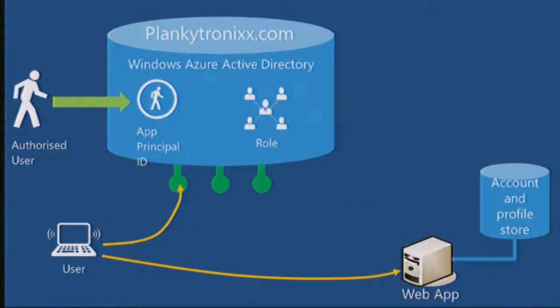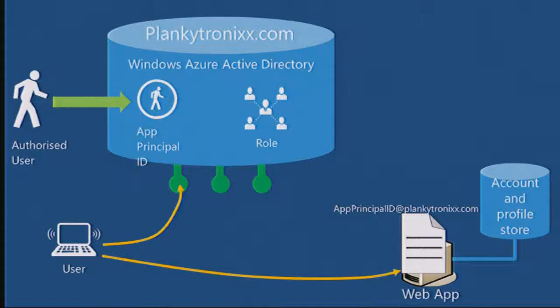So that's what that token was. Let me show you again. The user authenticates to the directory. In other words, the Azure Active Directory says, put your Azure Active Directory username and password in now. You type it in, and this token, it's a SAML token, sorry, it's a JSON token, is created. And that will contain the app principal ID.